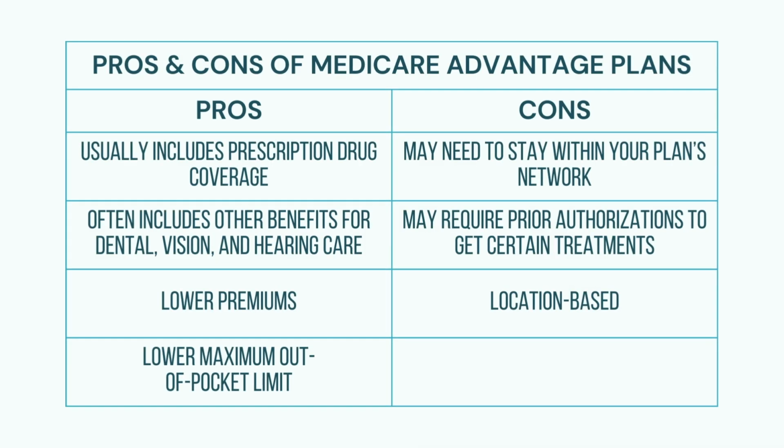First, a Medicare Advantage plan includes prescription drug coverage. It has a lot of other benefits, like it usually has lower premiums and a lower maximum out-of-pocket limit. The cons may be that it has a network of hospitals and doctors, and if your hospital or doctor is not in the network, then you can't go to them because you would have to pay out of pocket to see them. And finally, the last con may be prior authorizations to get certain treatments.